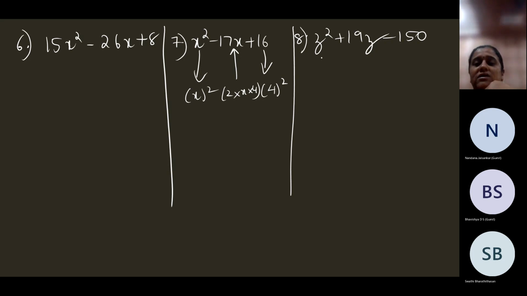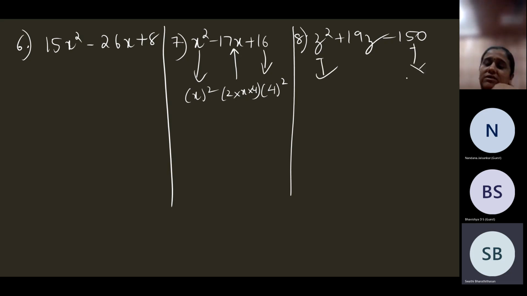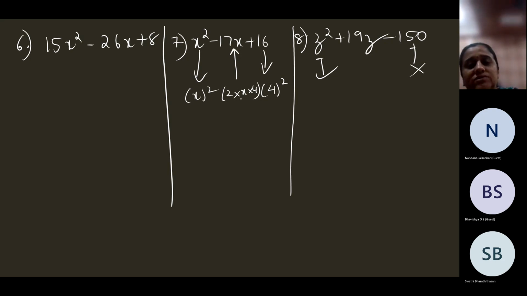Then here are z square and 150, perfect squares? Z square is a perfect square, ma'am, but not 150. Yeah, so in all these three cases, we cannot use the identities. A square minus 2ab plus b square is a minus b the whole square, or the other one, a square plus 2ab plus b square is a plus b the whole square.